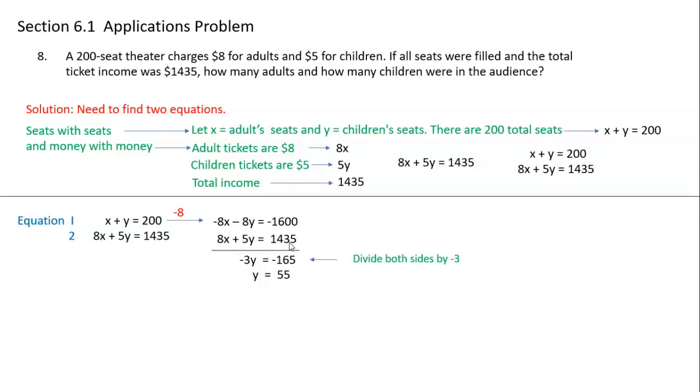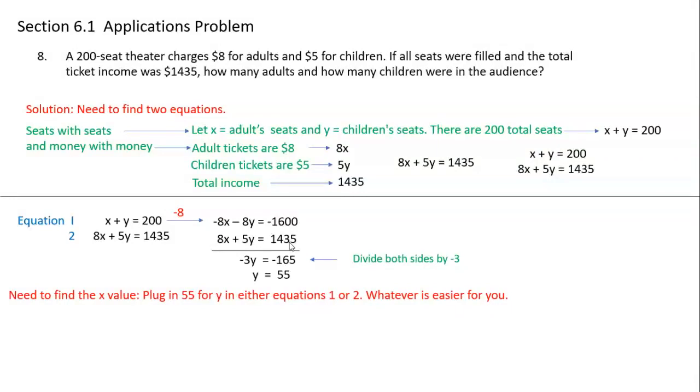So I got one of the numbers of tickets sold. It was 55 children's tickets sold. To get the x number of tickets sold, I'm going to plug it into either of my two equations. It doesn't matter which one, but let's be nice to ourselves. Let's pick the easiest equation. I think the easiest equation is that first equation.